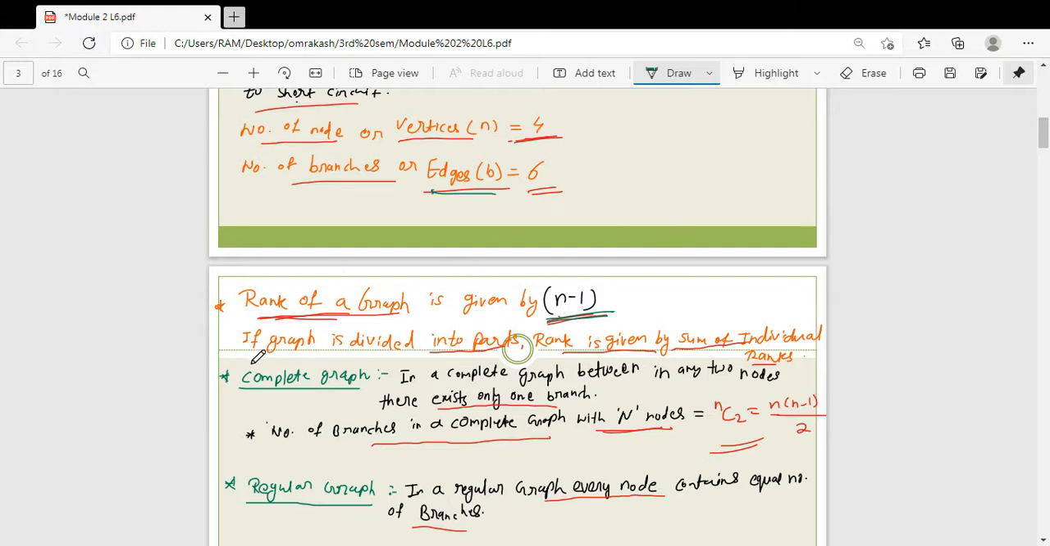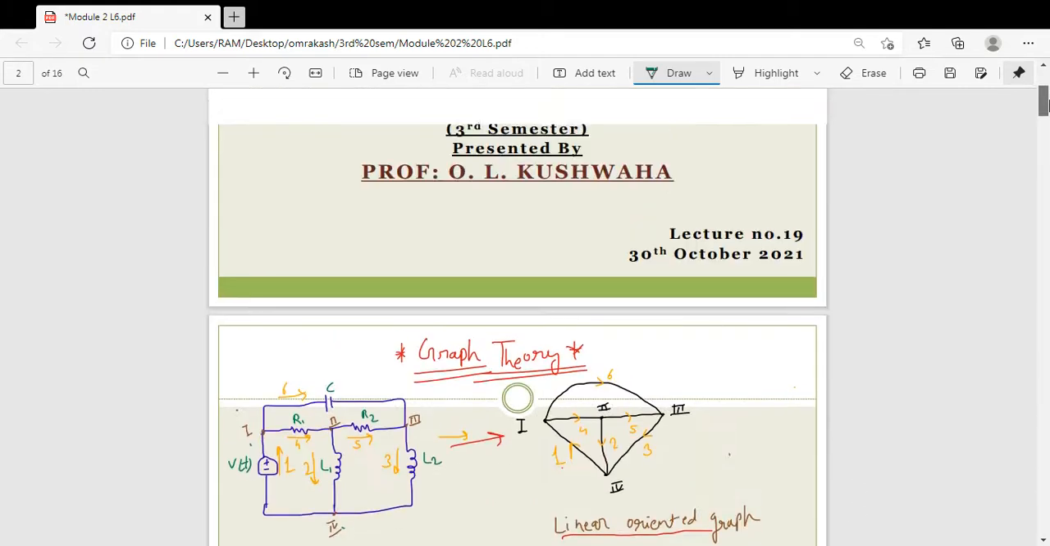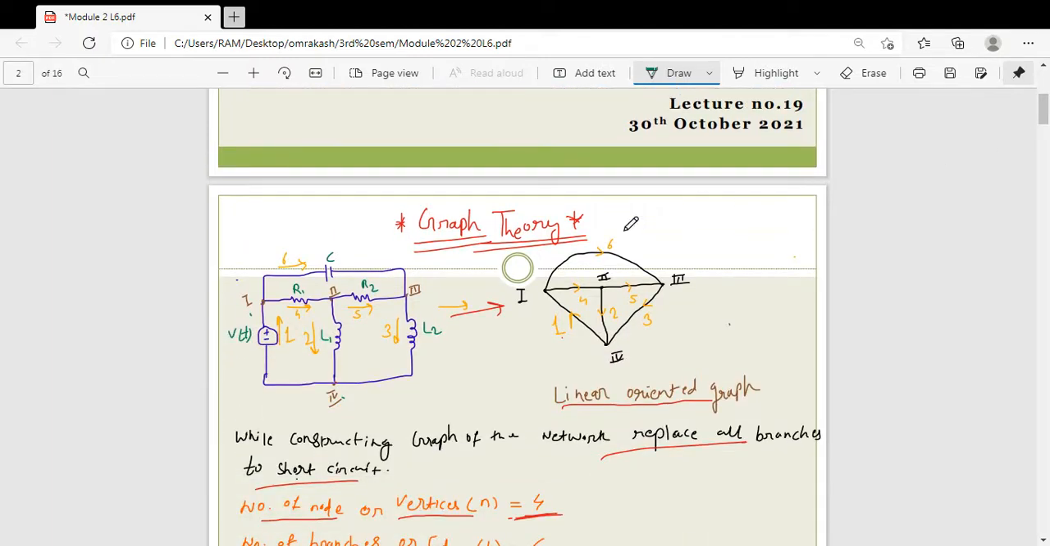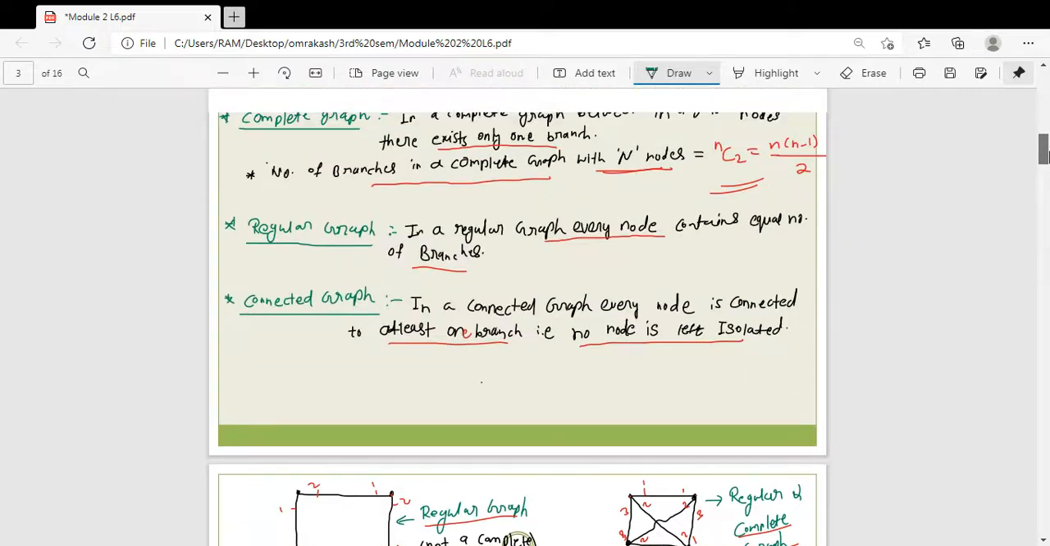Now, if a graph is divided into a number of parts, then the rank of that graph is nothing but the sum of the individual ranks. Okay, if I divide this graph into a number of sections or parts, I can easily find the total rank of the graph by adding all of them.